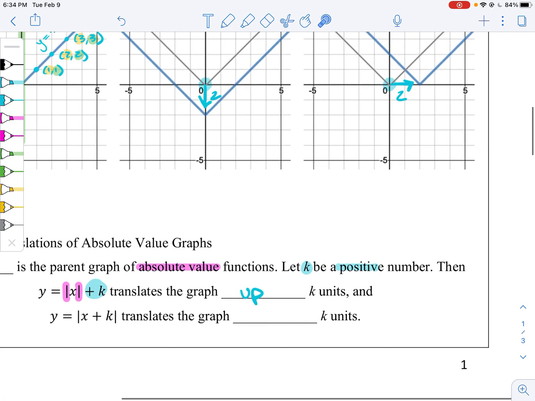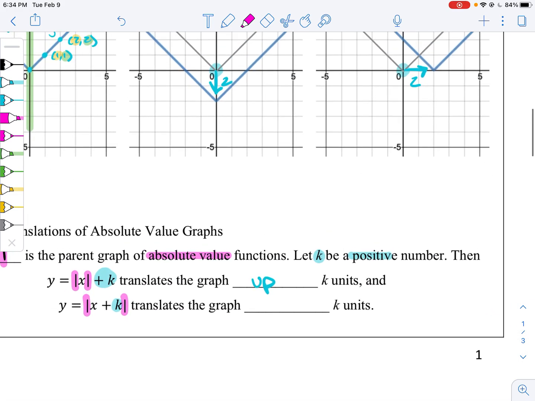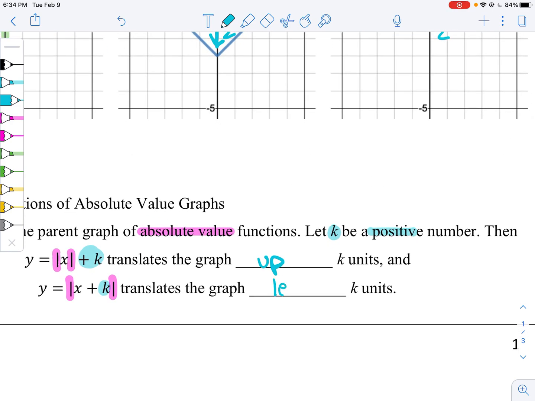And then similarly on the other side, when k is hanging out inside of our absolute value brackets, when it's positive, here it was negative and we went right, so the opposite of that, we go to the left k units. And that's our key idea.